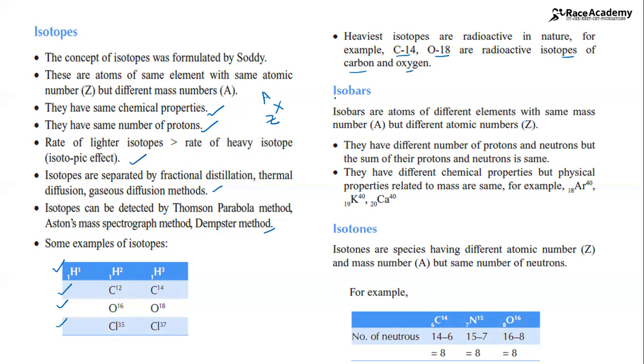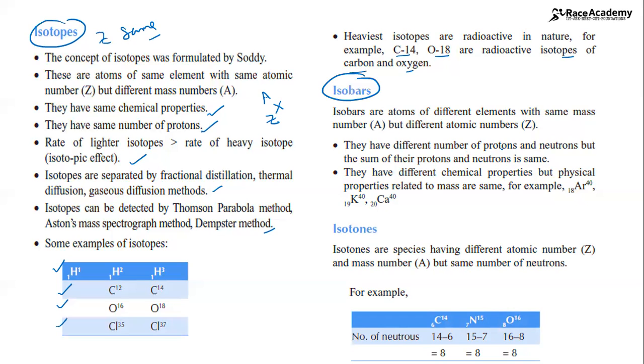This is the entire record about isotopes. Now we'll see isobars. These are atoms of different elements with the same mass number A but different atomic numbers. They are called isobars. Here the mass number is same, whereas in isotopes the Z value, that is the atomic number, is the same.